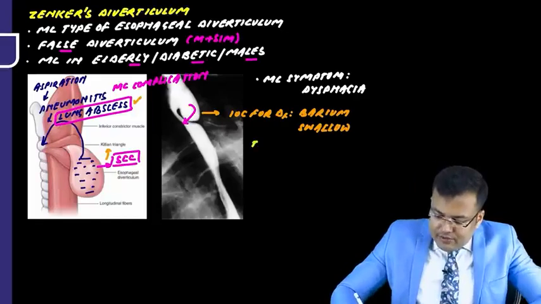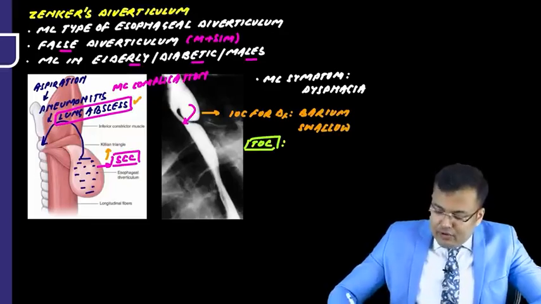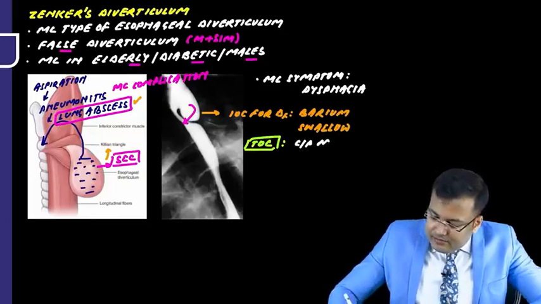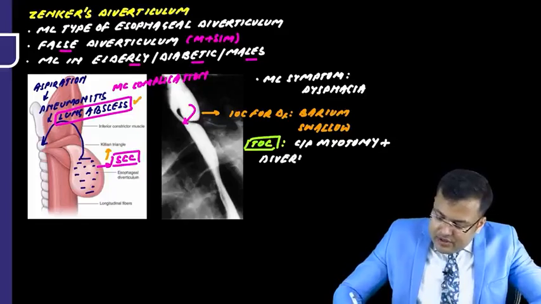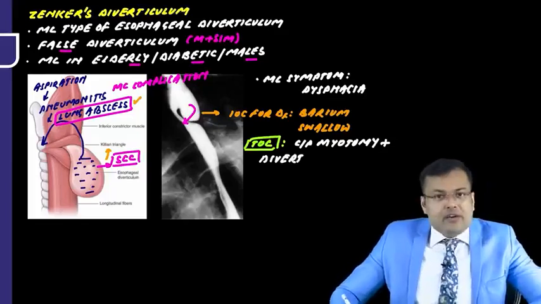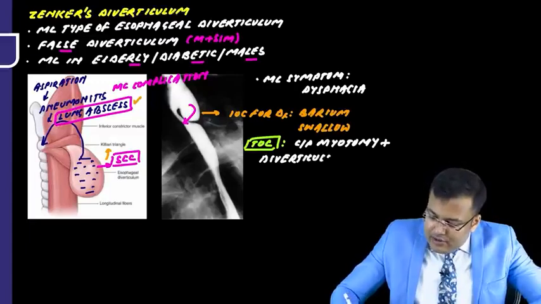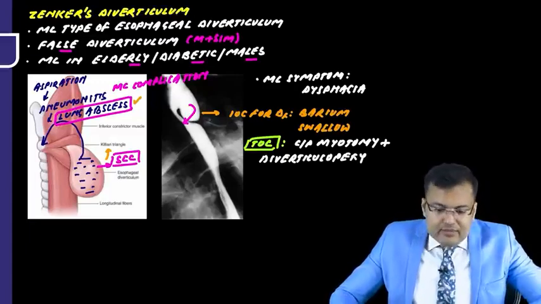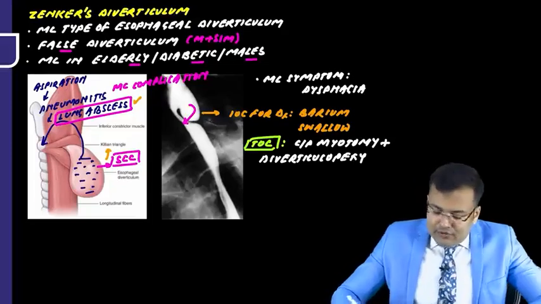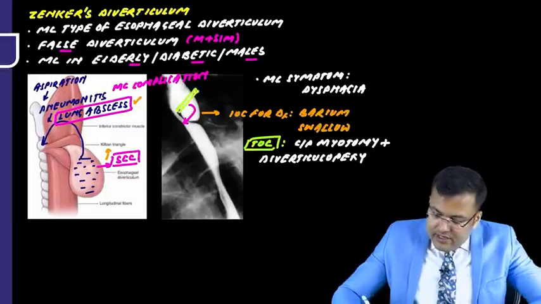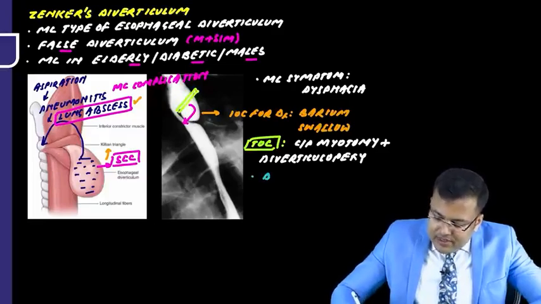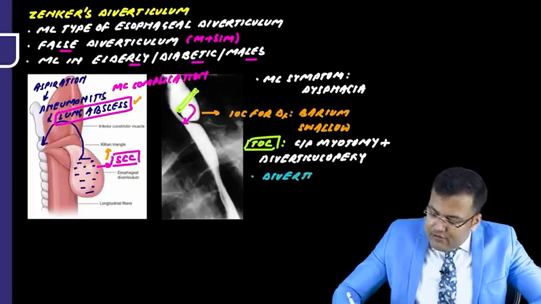Now coming to the treatment of choice, since the patient is diabetic, elderly male, here we go for cricopharyngeal myotomy. We perform cricopharyngeal myotomy, plus we go for diverticulopexy. There is another treatment option. If the diverticula is more than 4 centimeter, we can go for diverticulectomy.